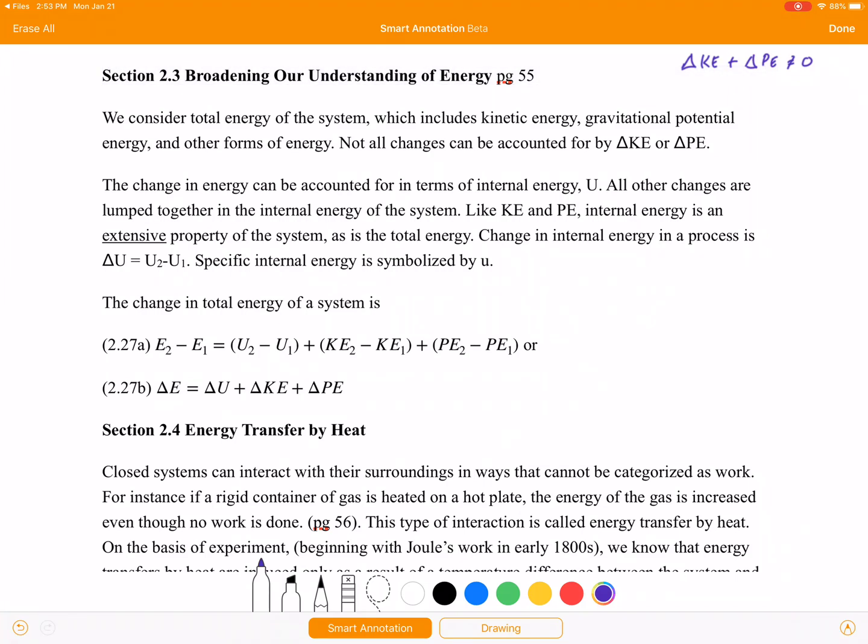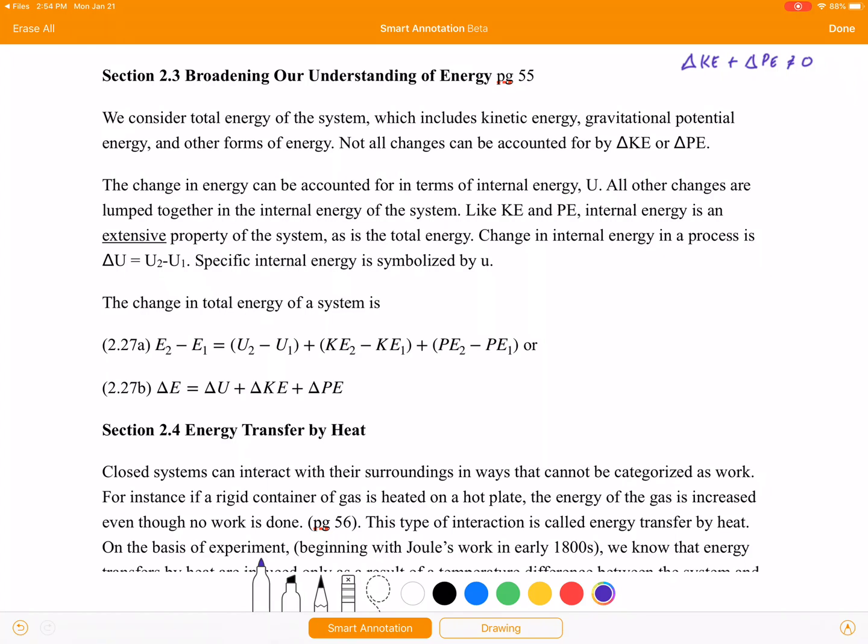And so literally what they did was they said, okay, everything else that isn't balancing this, that's not kinetic energy, that's not potential energy, we will call internal energy. So essentially internal energy is whatever else we see. So we'll read what it says here though.